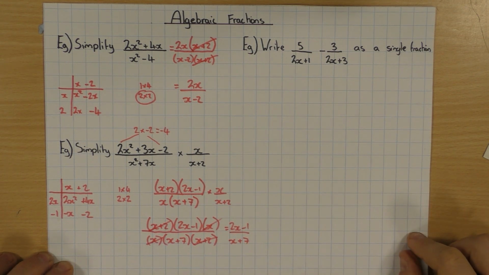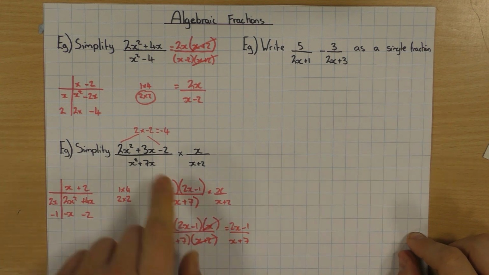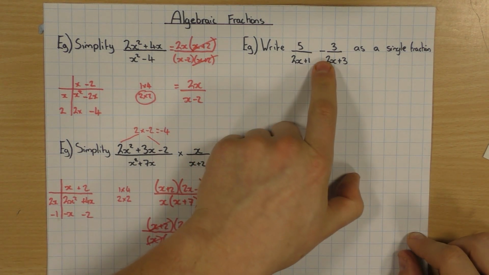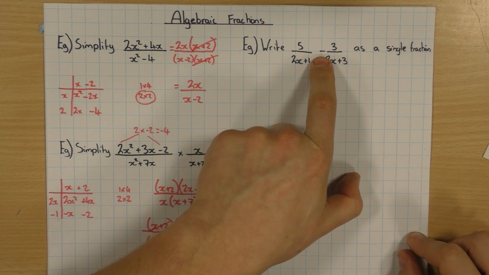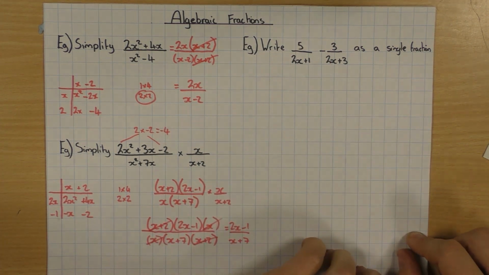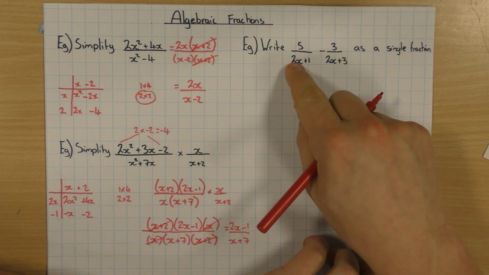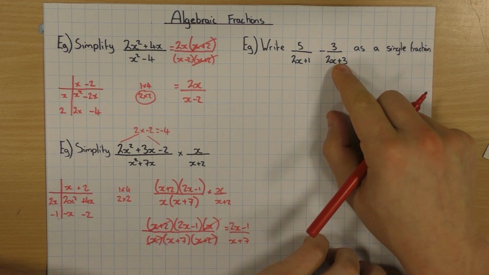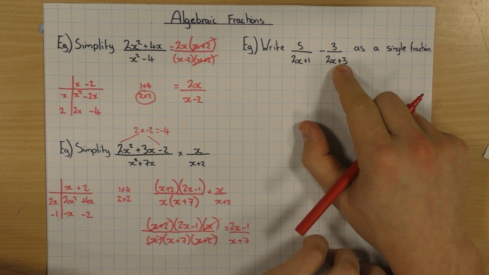Okay, and there you've done it. Looks horrible, turns out to be quite nice. So that's if you multiply the fractions. This one here is a little bit different because we're subtracting. It's the same if you're adding or subtracting fractions. The denominators need to be the same. Now, to be the same, you're after the lowest common multiple.